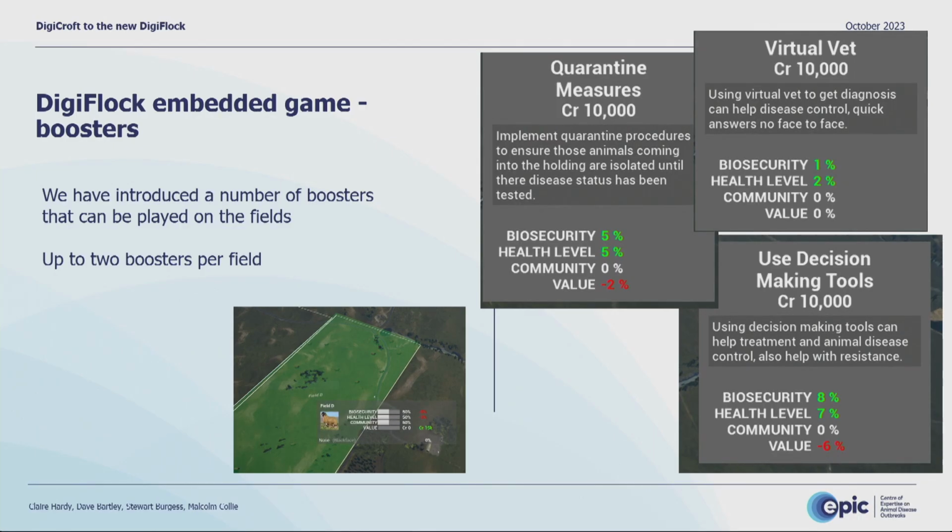We've embedded quite a lot of boosters, so all the boosters have different values, and again we can change these. So we've got things like the quarantine measures, so we've decided on a biosecurity level, health level. It doesn't really give much value to the community if you quarantine your animals, and it actually costs you some money because you've got to keep them isolated. Things like the virtual vet, that could be helpful to the biosecurity and the health level. It's not got any value to the community, or it doesn't cost anything. Decision-making tools, that might cost you money. So we're trying to put values on these different things.